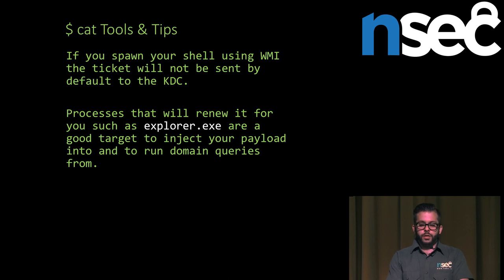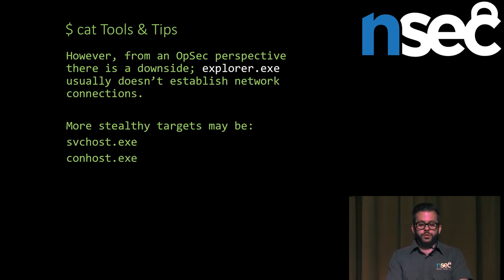So that's my go-to process, but unfortunately, Explorer is not a process that really performs network traffic, so it's somewhat shady. Apparently on Windows 10 now, Explorer has tabs and does perform network connections, so it makes this technique a bit less shady. Again, from an OPSEC perspective, it's not necessarily the best process to use. However, there are more stealthy targets that you can use, such as svchost, which are processes that actually perform network traffic. So keep that in mind in the future. You can migrate to these processes, and it's a bit more stealthy because they're known to perform network traffic.